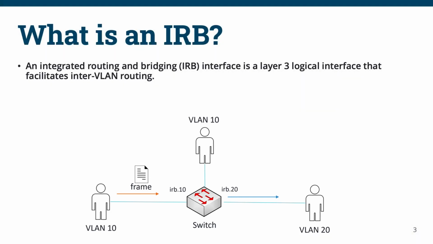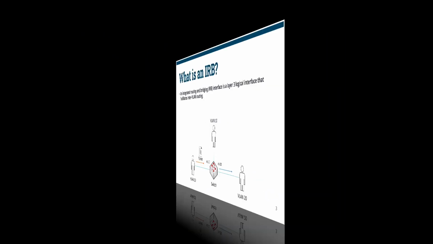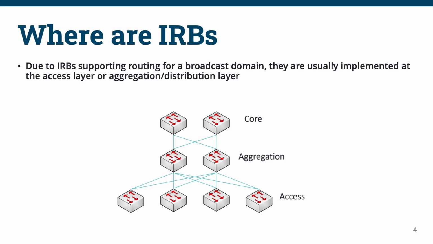Now that we have a better understanding of what an IRB interface is, let's review where in our enterprise network we would usually find IRB interfaces configured. Since the presence of an IRB interface also implies that the device is participating in layer 2 switching, IRBs will only be present at a layer where the layer 2 links are present. As we discussed in a previous lesson, there are two primary access layer architectures when it comes to switching. These are a routed access design and switched access design.